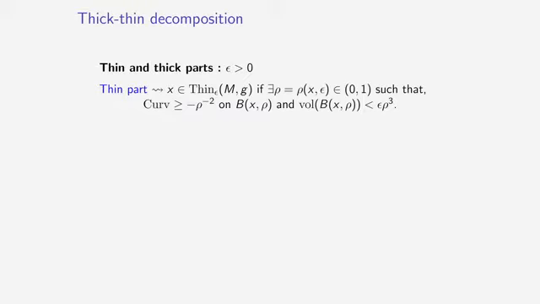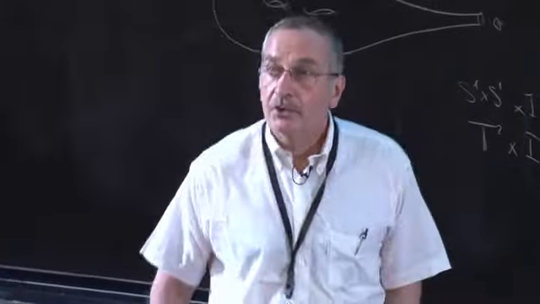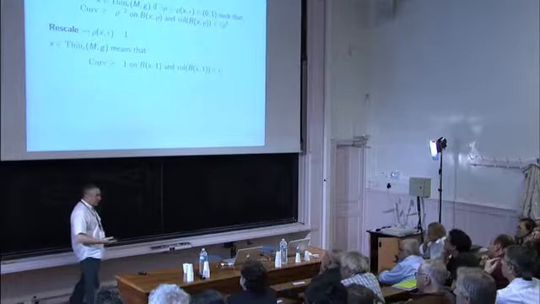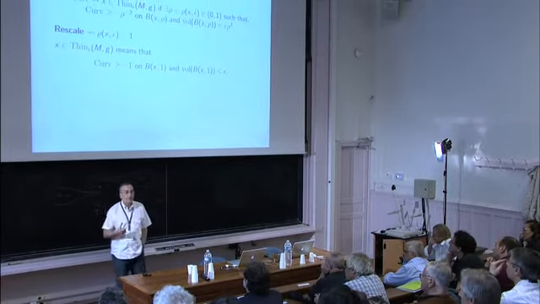As Bruce mentioned this morning, it's better to understand this after rescaling, so we can always rescale the metric so that the radius is equal to 1. And so the point is thin if after this rescaling, on the ball of radius 1, the curvature is bounded below by -1, and the volume of the ball is less than this constant epsilon that one has taken at the very beginning. If you are familiar with the Cheeger-Gromov collapsing theory, that was also mentioned in Bruce's lecture this morning, we are going to study collapsing with just a lower bound of the curvature instead of a two-sided bound of the curvature.